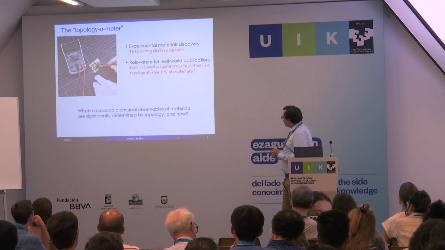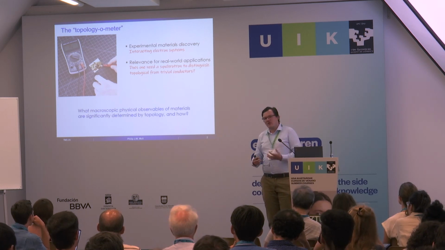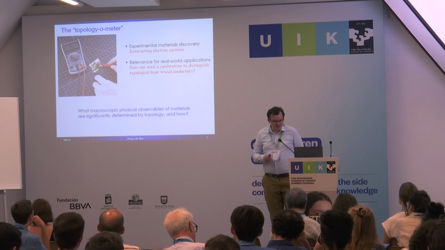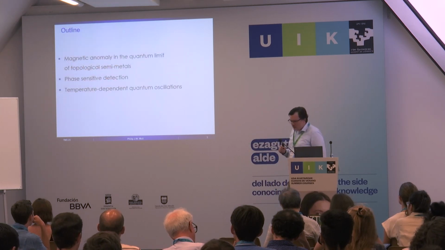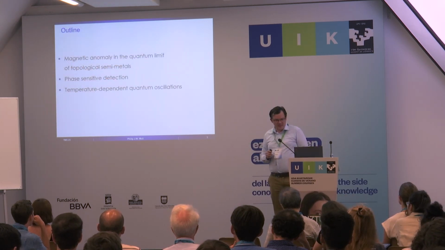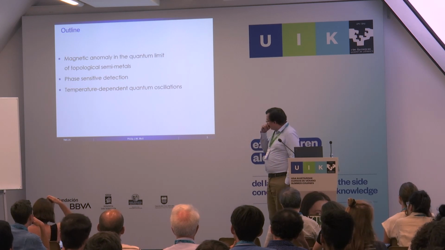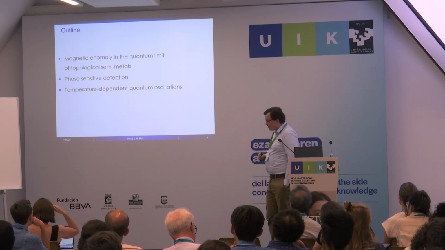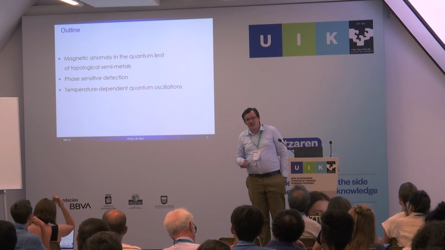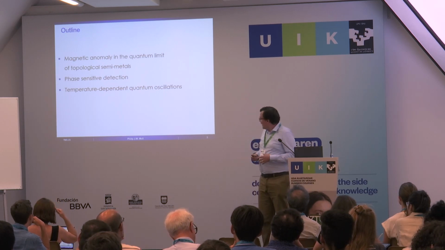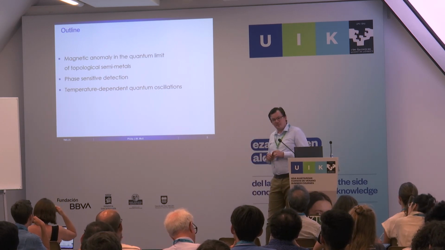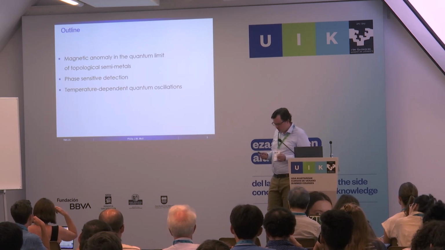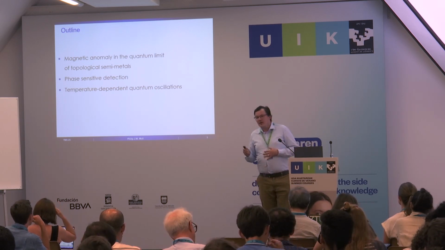What are the bulk things, the really macroscopic observables, that come from topology? This is what I want to address, and I want to talk about three specific cases. One is a magnetic anomaly in the quantum limit. I'll tell you what this is. I want to talk about phase-sensitive detection in terms of quantum oscillations. And I want to tell you something about their temperature dependence. So this is what I would call hunting for topology.